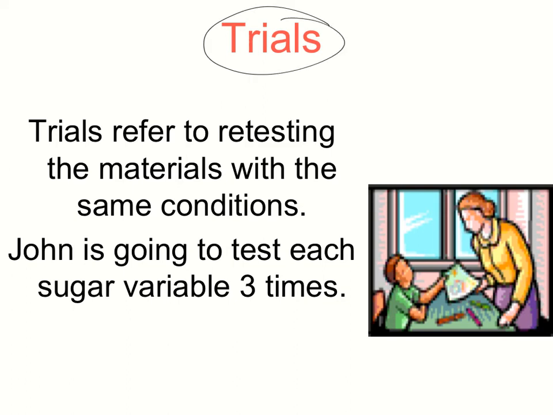So besides having a different amount of sugar, he's going to try each amount of sugar per loaf of bread 3 times. That makes sure that there's not some freak accident that happens. With 3 tests of each amount of sugar, that should give him a better idea of what's going on, and if there's a true relationship between sugar and rising in bread.